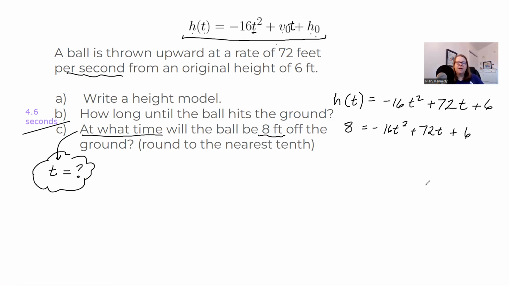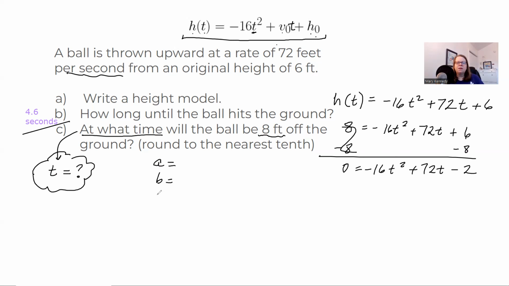Whoops, 6. Okay, so we have that. We're looking at the height of 8. To do this, we want it to equal 0, right? We need this equation to equal 0 so that we can use the quadratic formula. So 0 equals, and I'll just bring everything down. 6 minus 8 is -2. Now we have everything we need for the quadratic formula: a, b, and c are -16, 72, and -2.